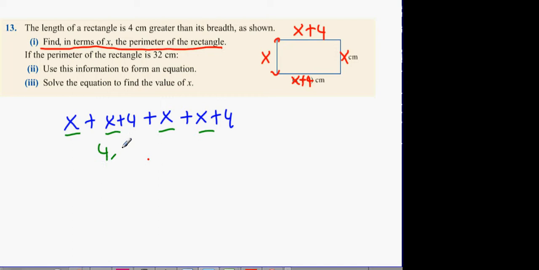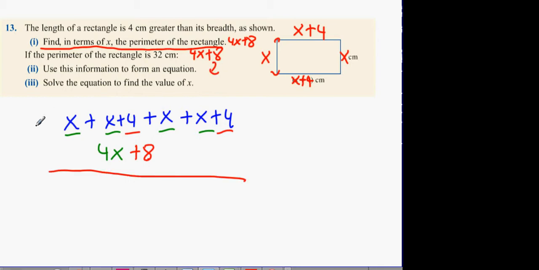4 x's. How many numbers do I have? 8. And when you add them together, 8. So the perimeter is 4x plus 8. This perimeter equals 32. So that's the answer to part 1.